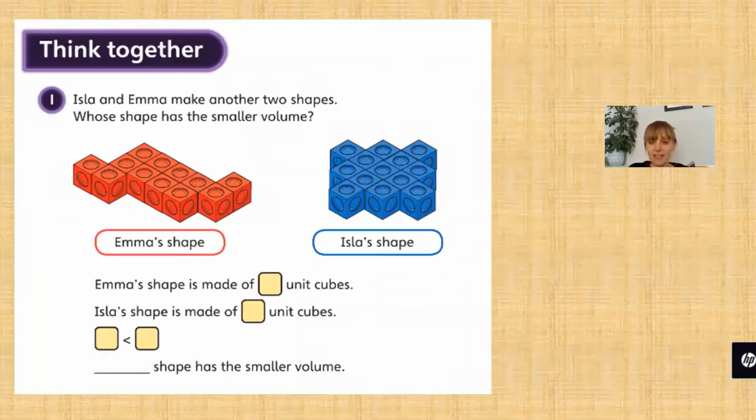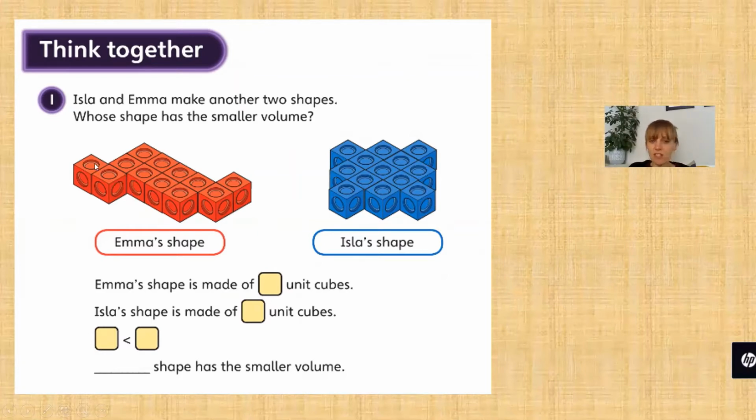Okay, here's think together. So get your piece of paper and pencil ready to have a go. Now, Isla and Emma have made another 2 shapes. And we've got to say this time whose shape has the smallest volume. So have a go yourself, pause me, and then come back. Okay, let's have a look then.